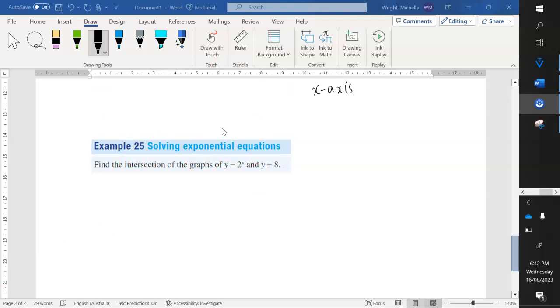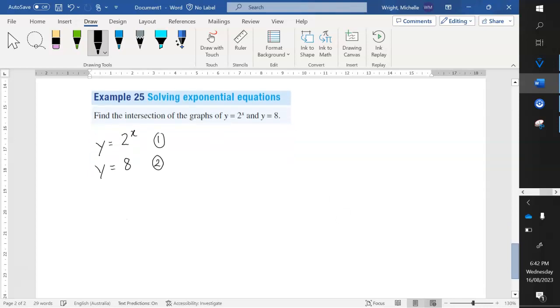And it's basically a simultaneous equation, and we've been looking at those for the last couple of weeks, but it's an intersection, or a simultaneous equation, of the curve y equals 2 to the x and y equals 8. So we want to find where those two graphs would intersect. So let's look at it algebraically first. y equals 2 to the x is our first equation, and y equals 8 is our second equation.